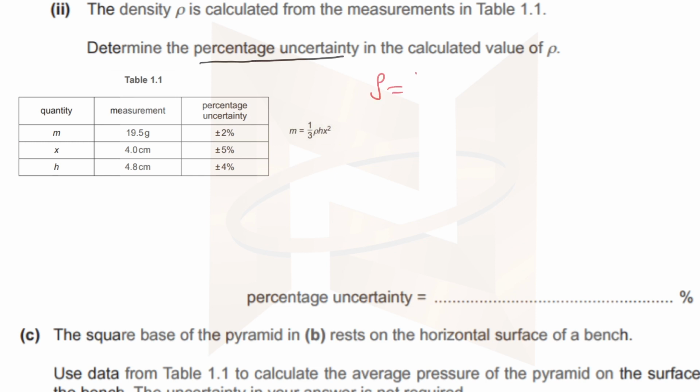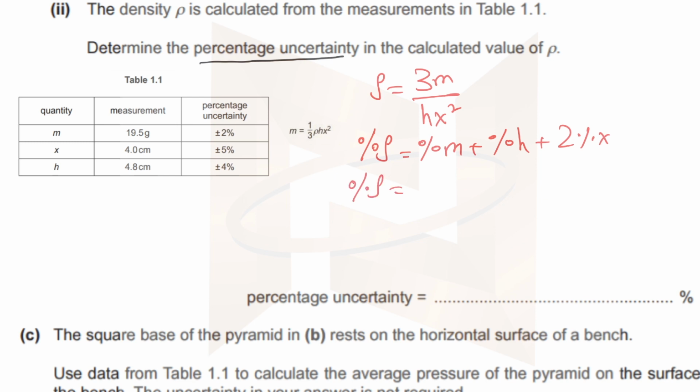So density will be 3m over hx squared, right? 3m over hx squared. Now, percentage uncertainty in the density would be equal to percentage m plus percentage h plus 2 percentage x. So percentage uncertainty in the density would be equal to percentage m, that's 2%. Here it's given percentage h, that's 4%. And percentage x was 5%, so 2 times 5%. So percentage uncertainty in the density should be 10 plus 6, that is 16%.